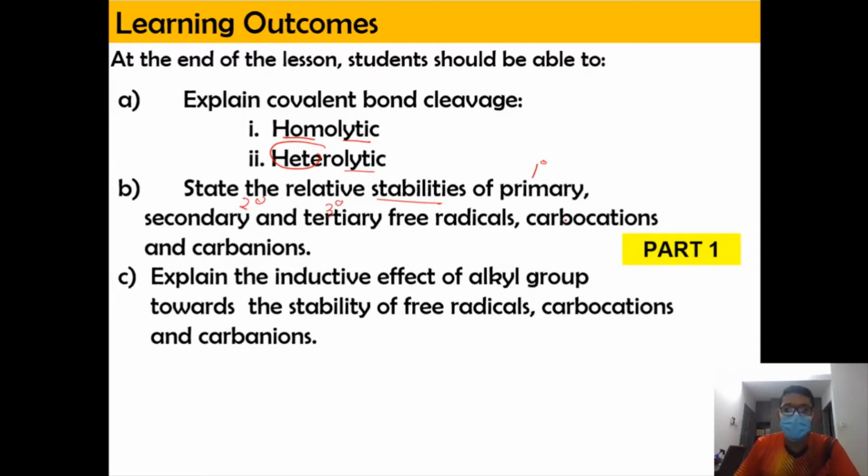We're also going to look into the relative stability of the primary, secondary, and tertiary free radical, carbocations, and carbanion. A free radical will usually be denoted as A dot, which is a species with a dot. Meanwhile, a carbocation is usually a carbon with a positive charge. For a carbanion, it's usually a carbon in the middle with a negative charge. After we learn about the classes of the intermediates, we're going to look into the inductive effect of the alkyl group towards the stability of the free radical, carbocations and carbanions, where all of these three are known as reaction intermediates.